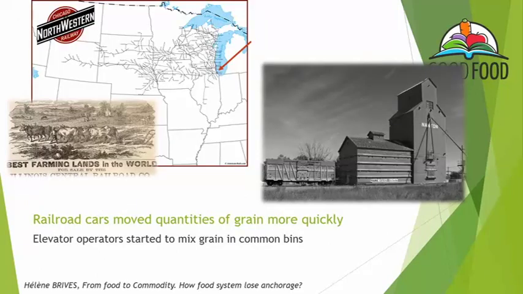The development of the railroad to the west and north allowed the new farm settlements that turned the prairie over, producing more grain. Railroad cars moved quantities of grain more quickly than ships. It had become complicated and costly for elevator operators to keep small quantities of different owners' grain in separate bins that were only partially filled. They started to mix grain in common bins. Crops from dozens of different farms could then mingle.